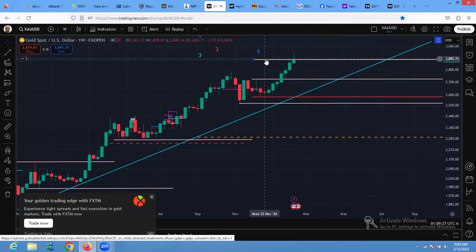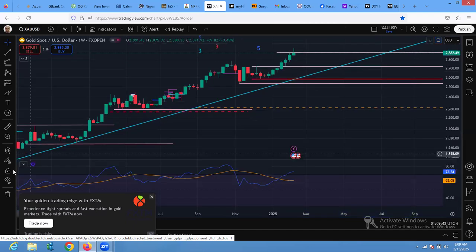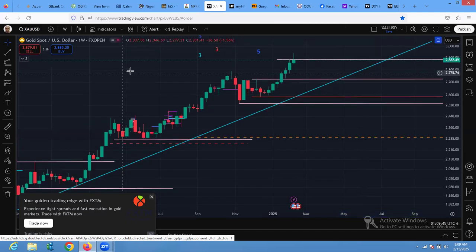So it had taken 161.8, it had broken it, which tells you this is not an ABC. It is not ABC, it is an impulse. A 1, 2, 3. So that is what I want to confirm. So we now know that that is a 1, 2, 3 scenario.